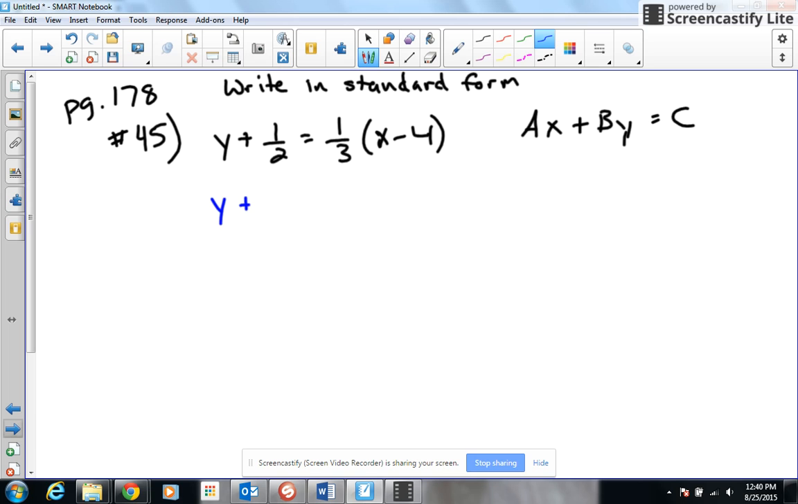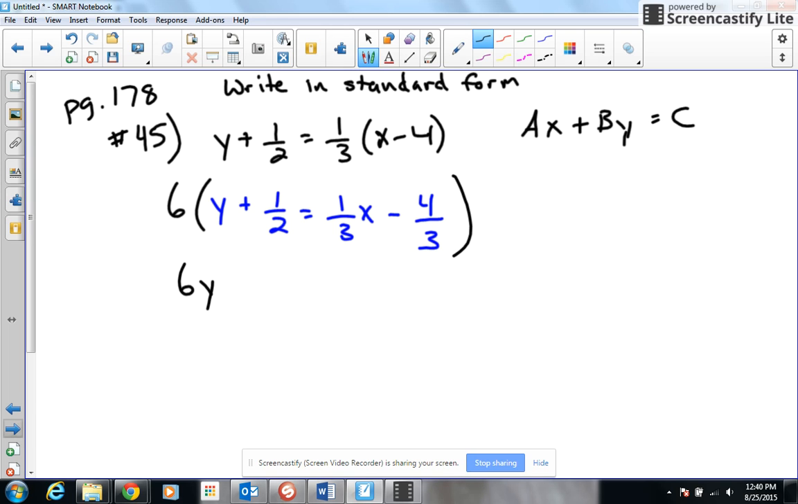First, let's just distribute this just to get rid of the parentheses. I think that may save a little bit of confusion. And now let's clear out the fractions. So you look at the fractions, we have a 2 and a 3. Common multiple would be 6. And so I'm going to multiply everything by 6, and I won't change the value of the equation.